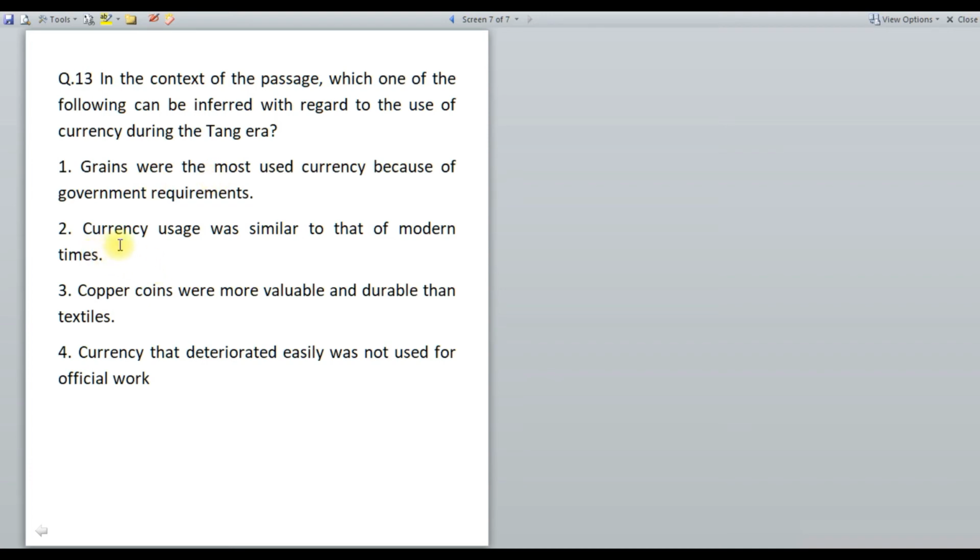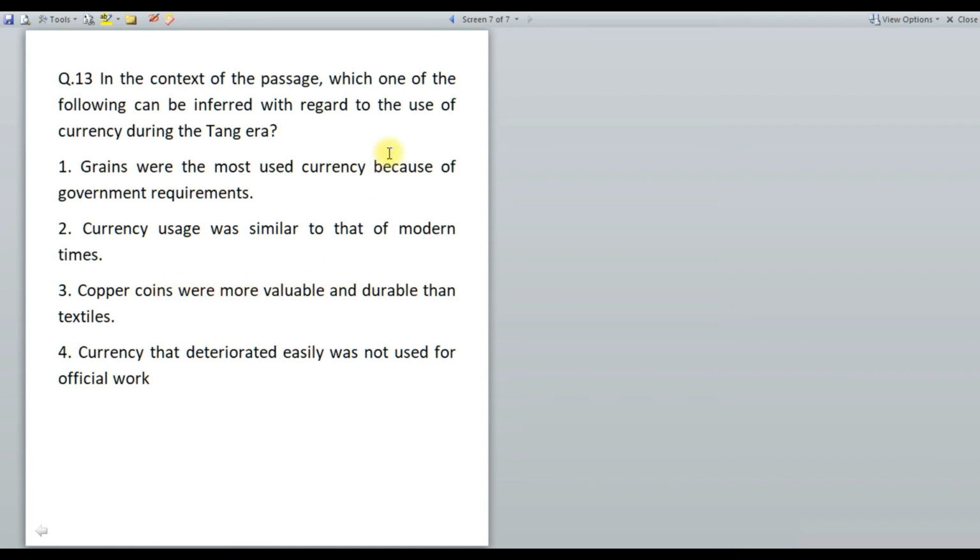The second option, currency usage was similar to that of modern times. This is what the passage is all about. In fact, there's a very clear comparison in which the author tells us that the usage was similar. This I have already explained to you. Third one, copper coins were more valuable and durable than textiles, which means if this inference is to be valid, in that case both these qualities should be there in the copper coins, as in they should be more durable and more valuable.